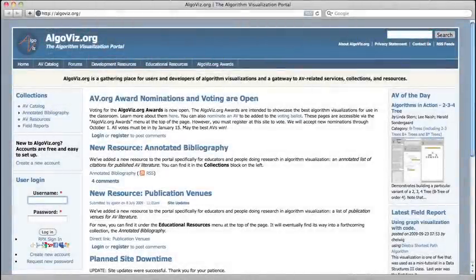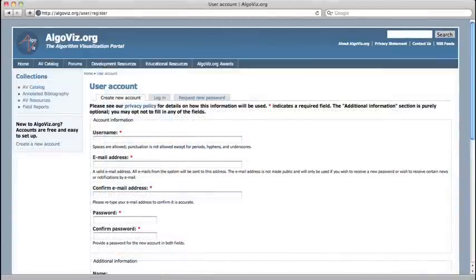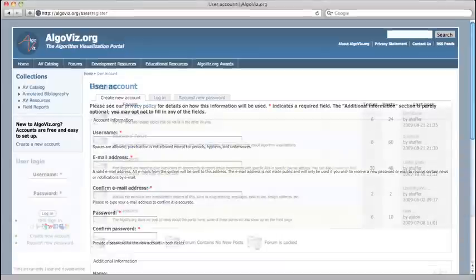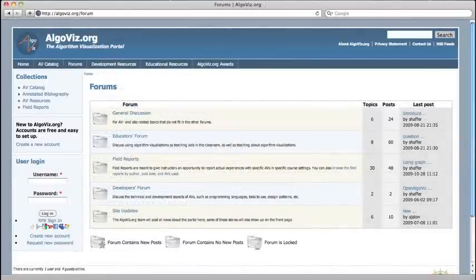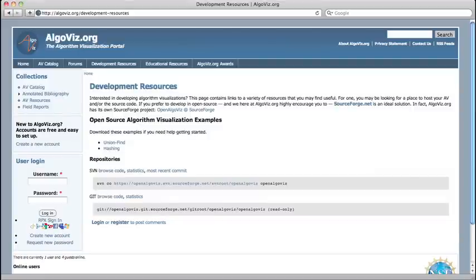The AlgoViz portal is designed to help the computer science education community find and use algorithm visualizations. The catalog has nearly 500 algorithm visualizations organized by category. Registering at the site is easy, and it allows you to rate and comment on visualizations. Forums allow users to interact with one another. Field reports let instructors tell about their real experiences with AVs in the classroom. And finally, developers can get help with many aspects of AV development.